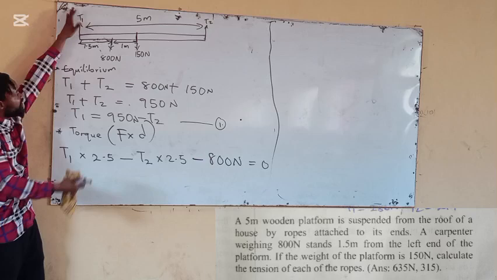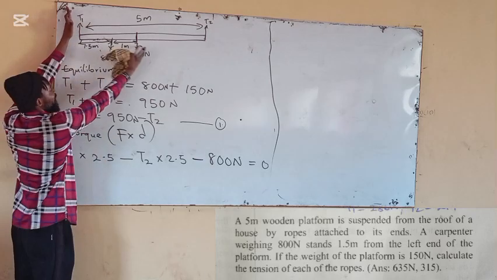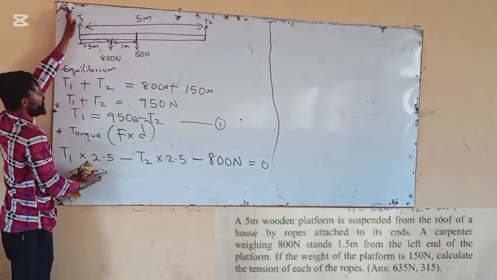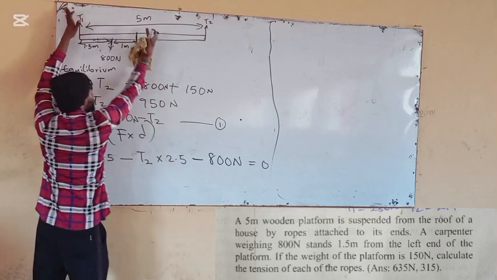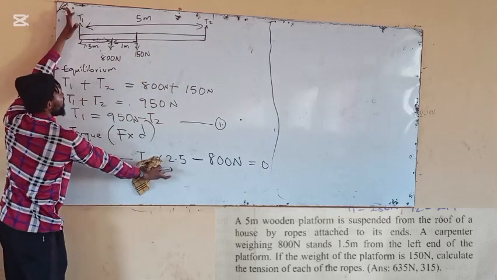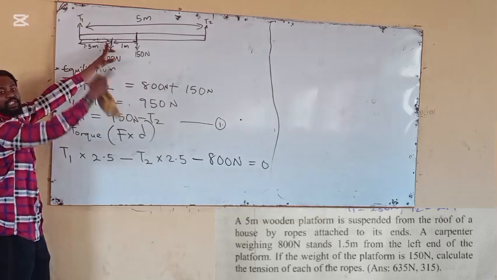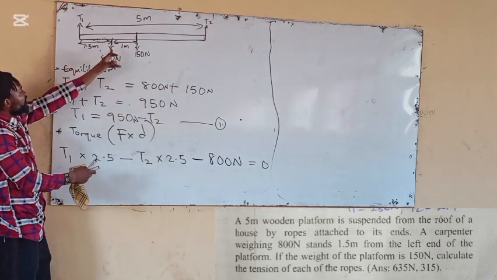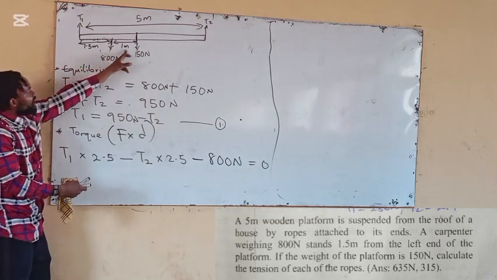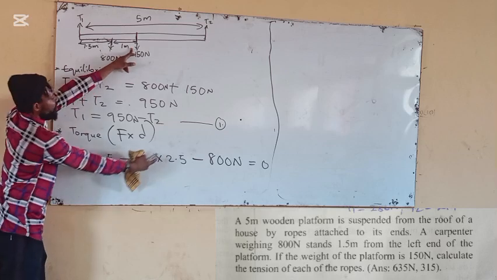We are not saying bring T1. What is this distance? It's part of this, which is 2.5. Bring T2. What is this distance? 2.5. We have it here. Then what again is here? The forces, all the forces, we are getting all the forces at this distance. So we have 800 Newton, then times 1, which will give me 800.